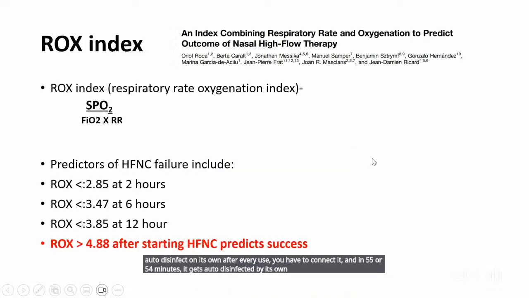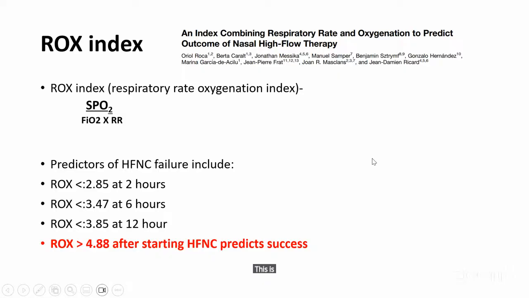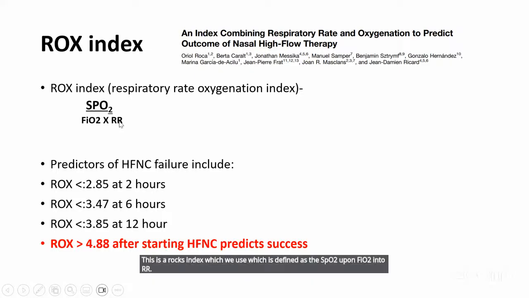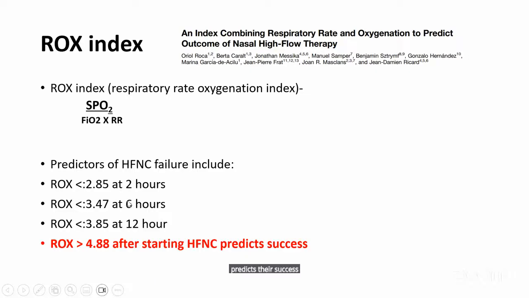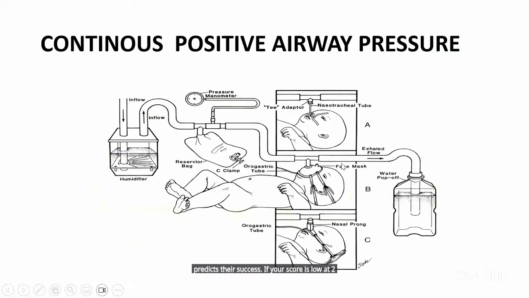This is a ROX index which we use, which is defined as the SpO2 upon FiO2 into RR. It predicts the success or the failure of HFNC. If your index is high after 2 to 12 hours, then it predicts the success. If your score is low at 2 hours, then it predicts the failure.